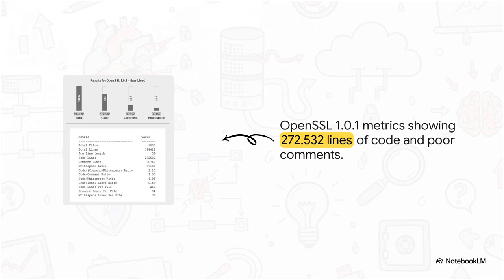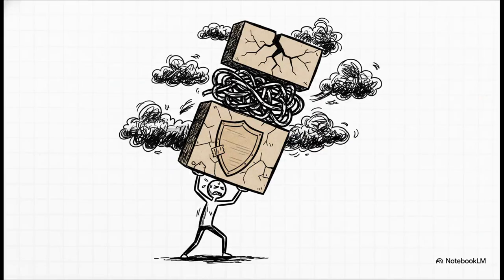It suffered from massive code bloat, over 272,000 lines of code, and extremely poor comment density. Over the years, the code just grew and grew, while readability and maintainability drastically shrank. It was a mess. It really was the perfect storm of systemic failures.